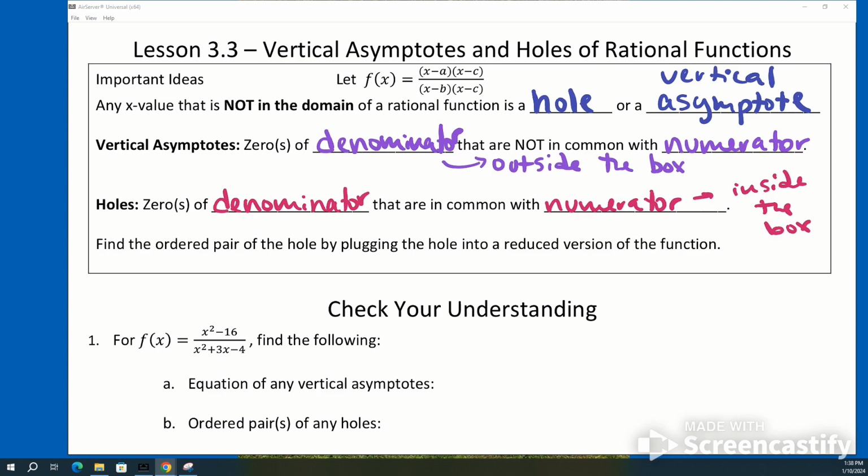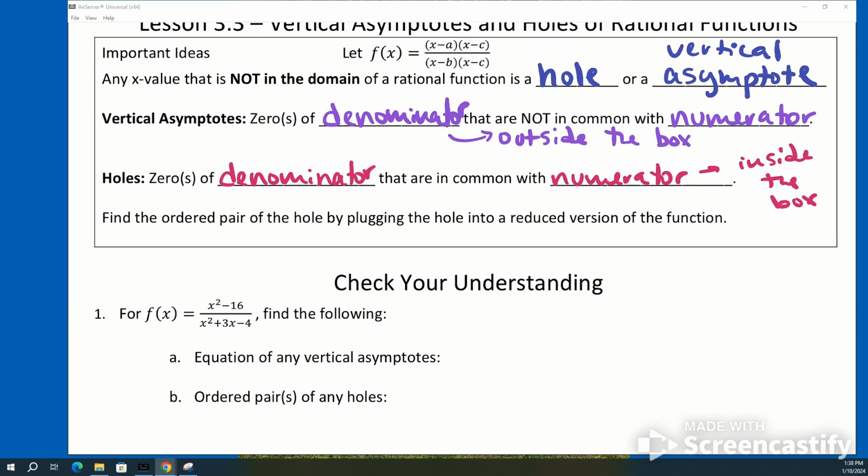Now the vertical asymptote we're just going to give as x equals a number. That's the equation of a vertical line. But the hole we're going to give as an ordered pair. And so I'll talk about how to find the y part of the hole. What's inside the box is going to give you the x part of the hole, and then we'll have to do something extra to get the y.